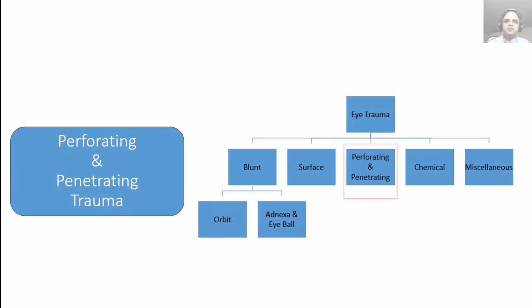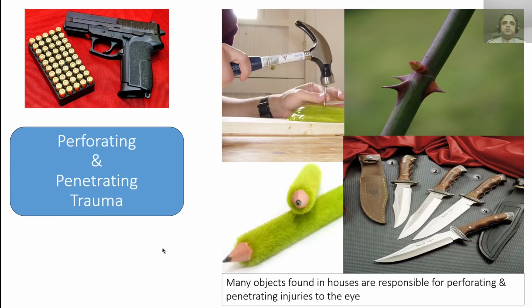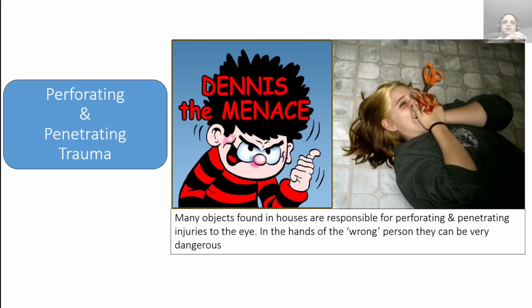So now that we have covered blunt and surface trauma, we are talking about perforating and penetrating trauma, and this is usually because of sharper objects or objects with a lot of velocity that can actually enter and also exit the eye. And it's usually household things like pencils and scissors and knives in the hand of the wrong person that are responsible for most of these injuries. It's usually two people fighting, usually brothers, sisters, or someone in the family, fighting with sharp objects, especially pencils, and they poke it into the other person's eye. So everyday household objects can be really dangerous.